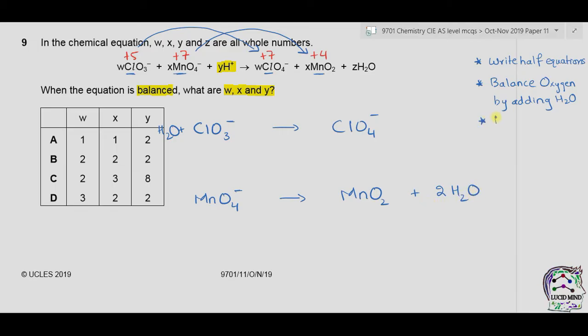Third point is to balance hydrogens by adding H plus on opposite side. In first equation, we have 2 hydrogen atoms on the reactant side, so we can add 2 H plus to the product. In second equation, we have 4 hydrogen atoms on the product side, so we can add 4 H plus to the reactant side. Next point is to balance charges by adding electrons.